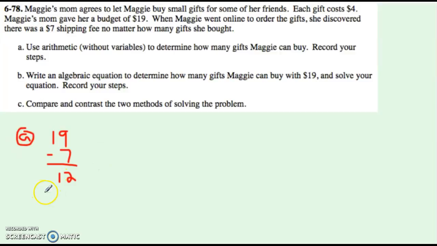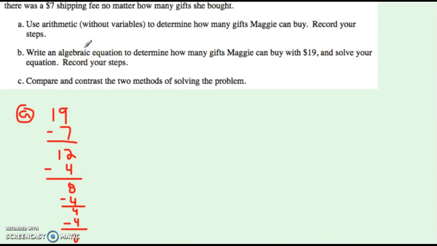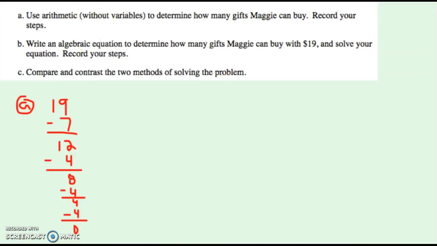Then I'm going to subtract off $4 for each gift. So if I spend $4 on one gift, I'd have $8 left. Then I could subtract another $4 for one more gift, and I have $4 left. Then I could subtract another $4, and now I'm broke. I have $0 left. So the question is asking how many gifts can she buy? Each of my $4 I subtracted represents one gift. So that would mean that Maggie can buy 3 gifts.